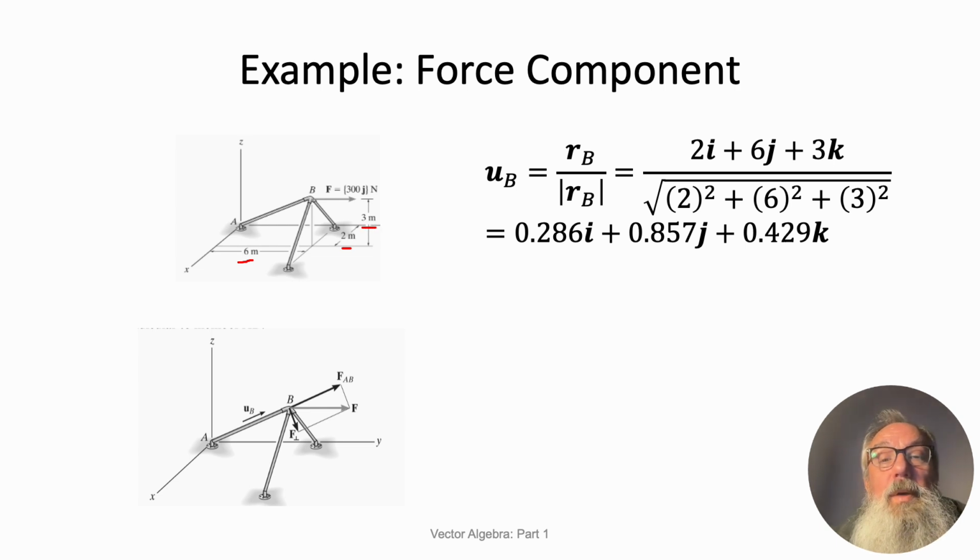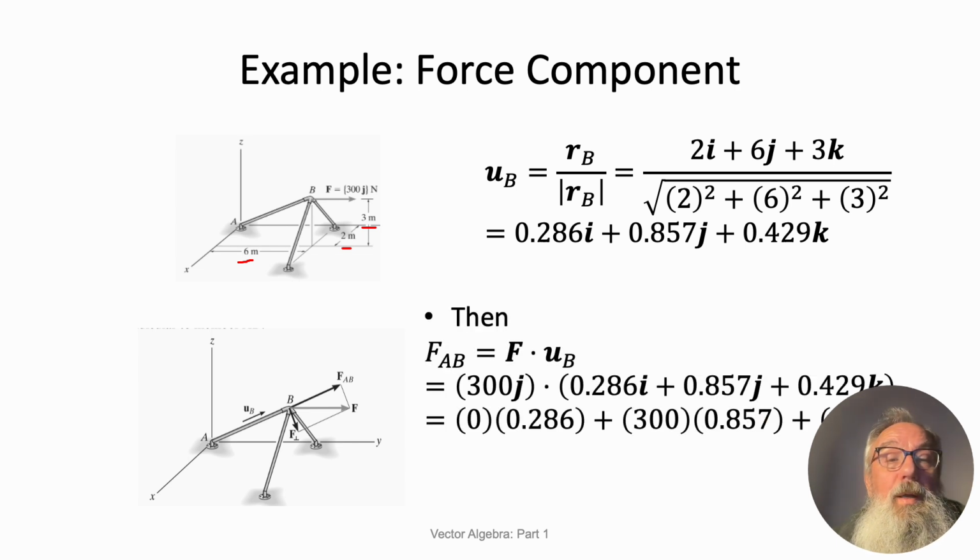So we work out the magnitude, divide it all by the magnitude, and there it is in terms of unit vectors. So F along AB, in the direction of AB, is F dot UB, this unit vector. And that's all just multiplied out, and it comes out to be that the force is of magnitude 257.1 newtons. Now you can see that would be extremely difficult to do if you weren't doing it in vectors.